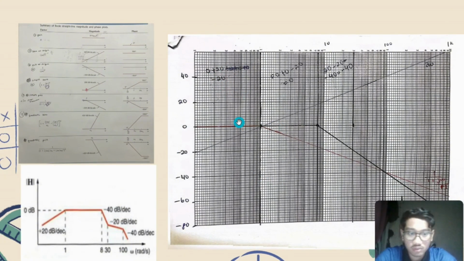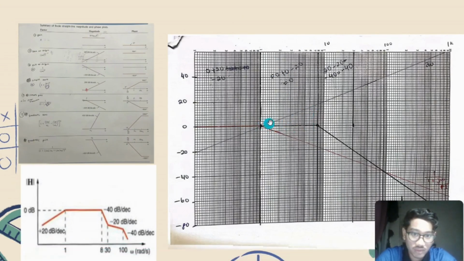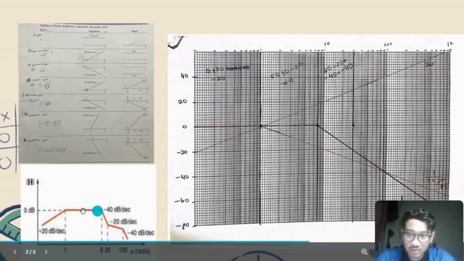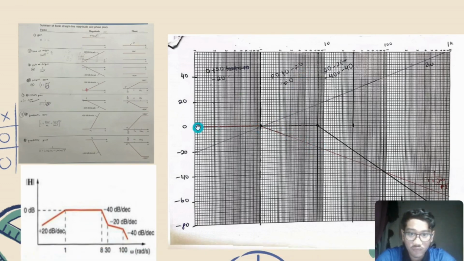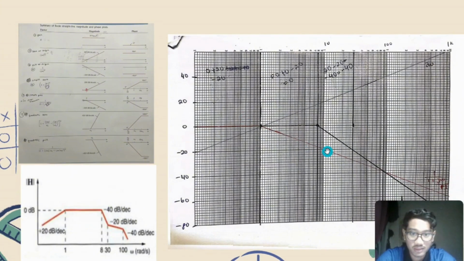Okay, let's go to the second section. In the second section, we know that we have the 20 dB positive, right? So how do we get the constant, which is constant 0 dB? How do we get 0 dB? We need a negative 20 dB slope. So from the 0 point, which is the first point, from the 1, we start a negative slope of 20 dB.